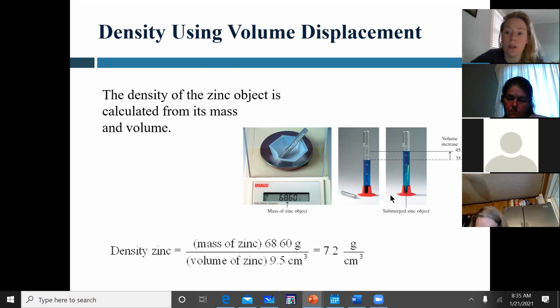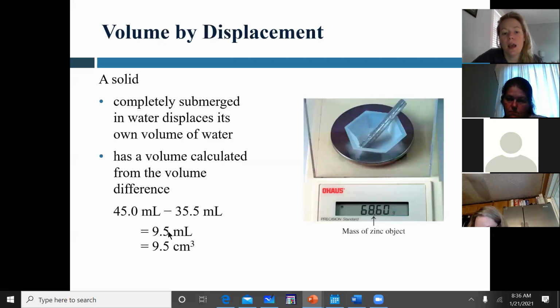Think about it like if you were to fill your bathtub up all the way to the top and then you get in, what would happen? A bunch of water would spill out because the space that your body occupies displaces the liquid. So that's a good way for us to get the volume of an object. In this case, to find the volume of the object, you find the difference between the final volume and the initial volume of the liquid. So there was a change of 9.5 milliliters.